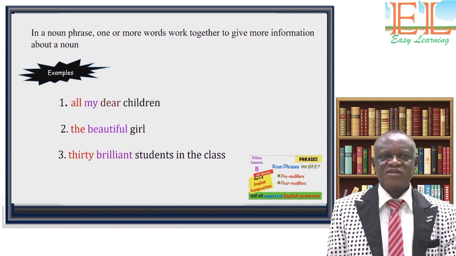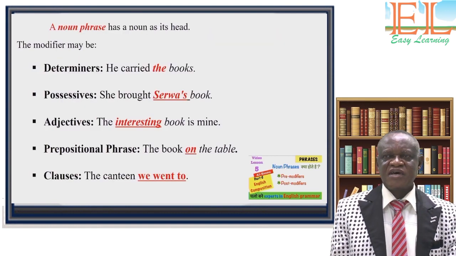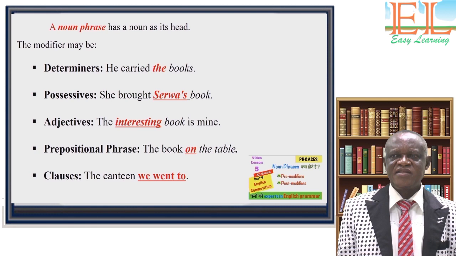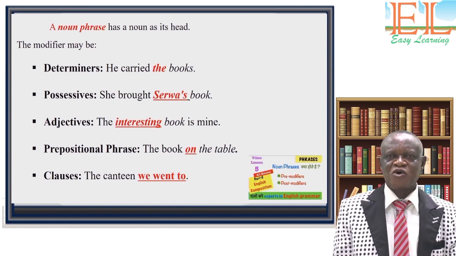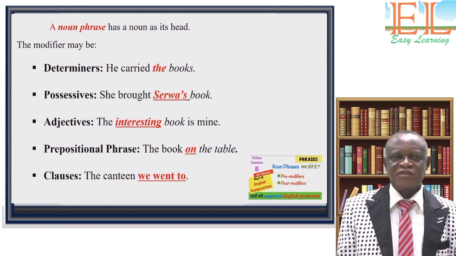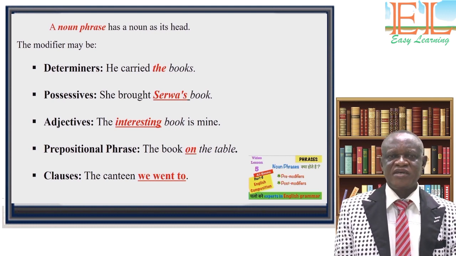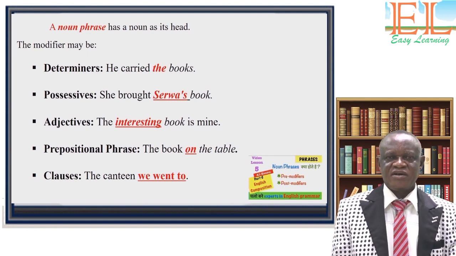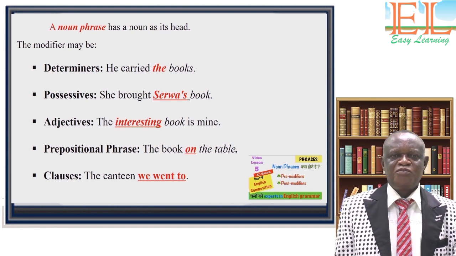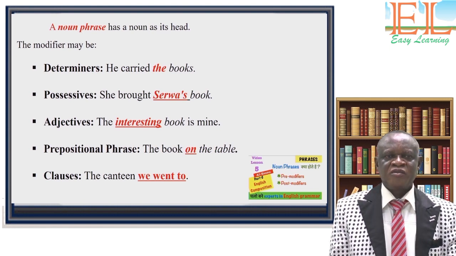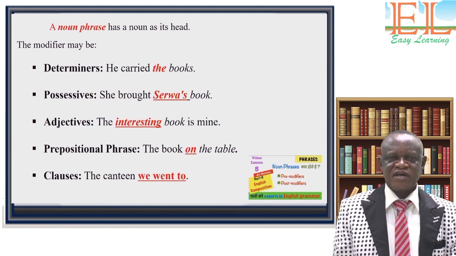Already, we've learned that a noun phrase has a noun as its head, and the noun has modifiers known as noun modifiers. One of them is the determiner, and the example is, he carried the books. The determiner there is the. Then possessive. Possessives can be modifiers of the head, as we have in Sewa's. So we have, she brought Sewa's book.